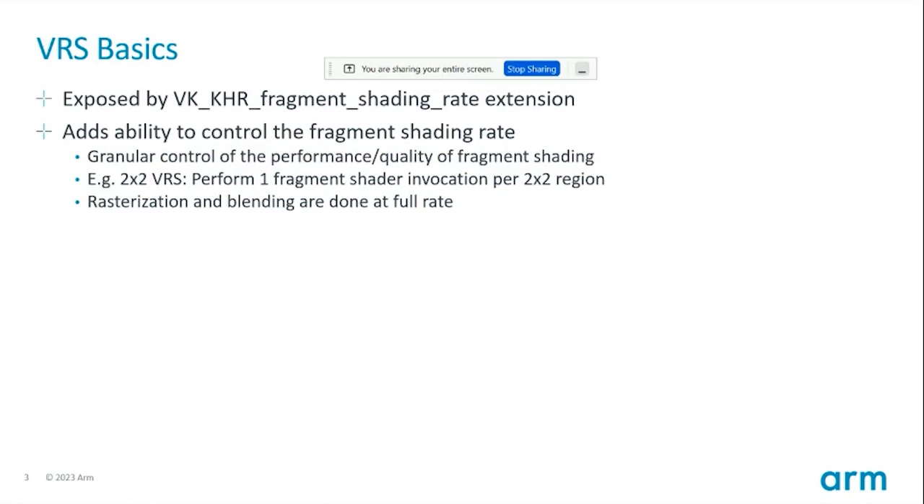What that really means is that we get granular control over the performance and quality of fragment shading. For instance, when using a 2x2 shading rate, for every 2x2 area of the frame buffer, we will execute the fragment shader only once, and write the results of that one execution to all of those 4 fragments. That's not accounting for helper lanes. Rasterization is unaffected, as is blending, so they will still be performed at the full rate.